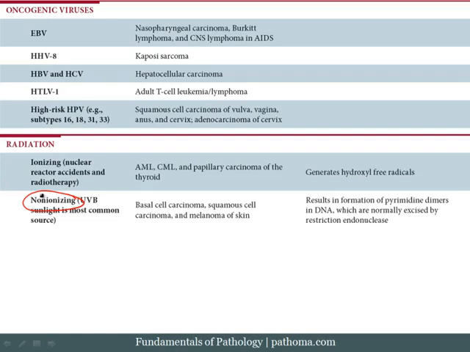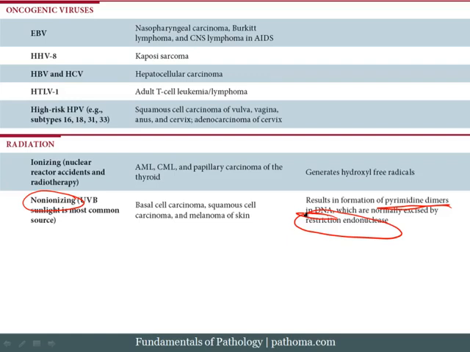Non-ionizing radiation damages DNA by creating nicks within the pyrimidine dimers of DNA. Now these nicks within pyrimidine dimers within the DNA are normally excised by a restriction endonuclease enzyme, and so that's the way we normally handle these. However, excessive exposure to sunlight, in particular UVB light, will produce excessive damage of DNA, which will eventually overrun the ability to repair that damage.